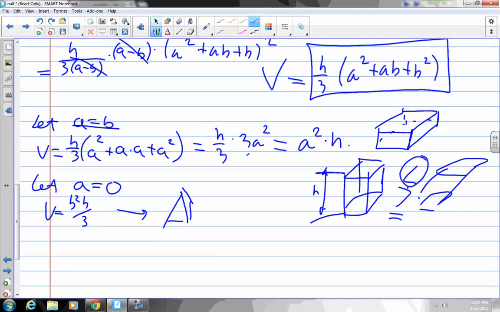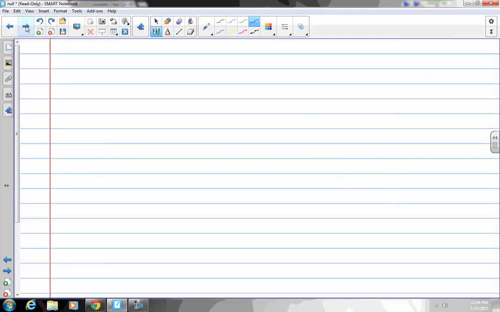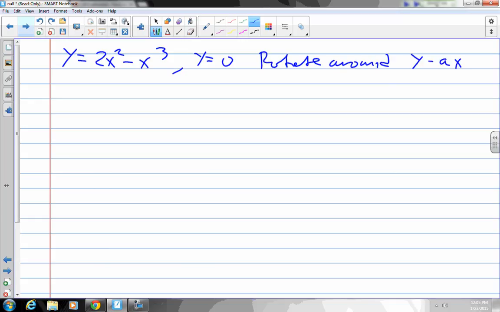I want to do one more thing. I want to rotate another region. We'll just do one more rotation. Let's rotate y equals 2x squared minus x cubed and y equals 0 around the y-axis.